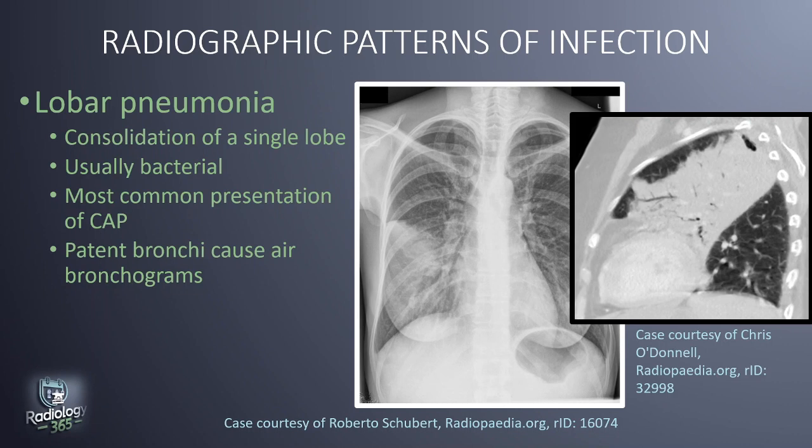We'll first start off with lobar pneumonia. Lobar pneumonia is basically consolidation of a single lobe, hence the name lobar pneumonia. So you could have the right upper lobe having a disease, the right lower lobe, right middle lobe, and so on and so forth. It's usually of bacterial origin, and it's the most common presentation of community-acquired pneumonia. Now, when you have consolidation of the lobe, but the bronchi are patent, you have these lucent lines running through the consolidated lung, giving the appearance of what we call air bronchograms.